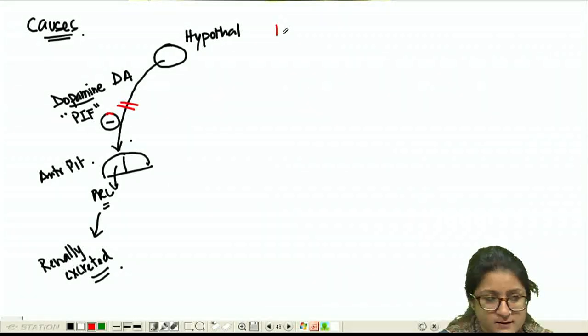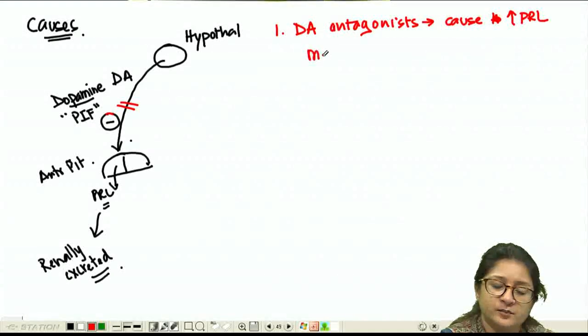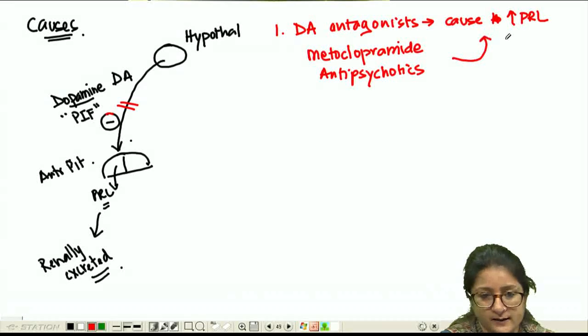So what are the causes? The causes are dopamine antagonists, right. Dopamine antagonists will cause hyperprolactinemia, they will cause increased prolactin. So you know, like metoclopramide and the antipsychotic drugs, they can cause increased prolactin.